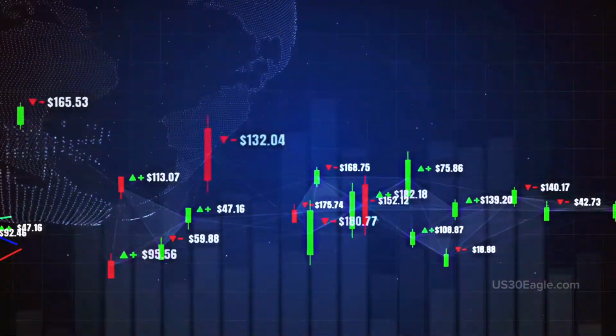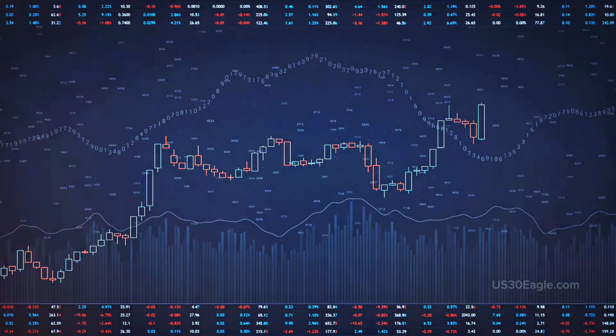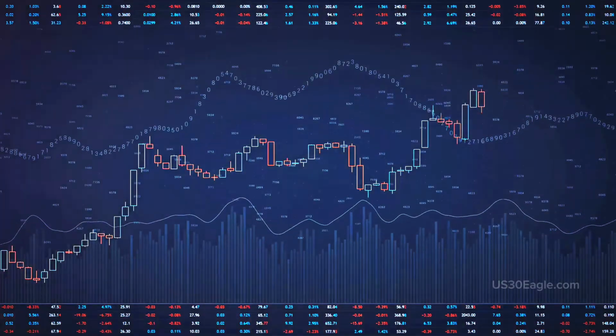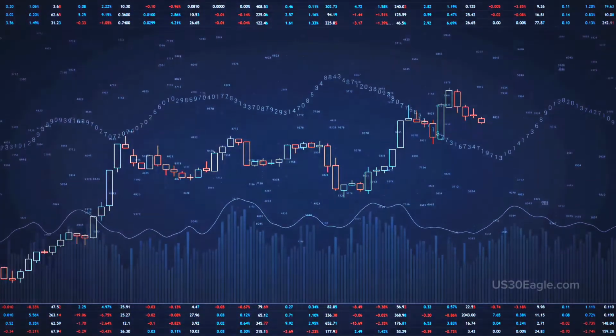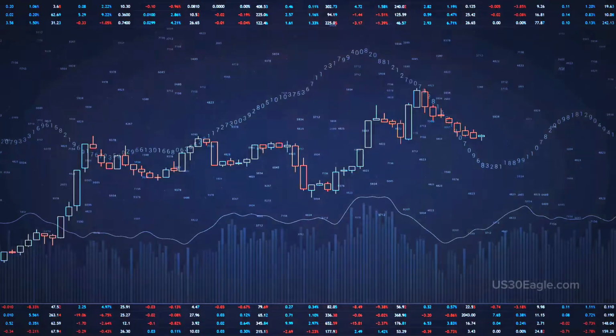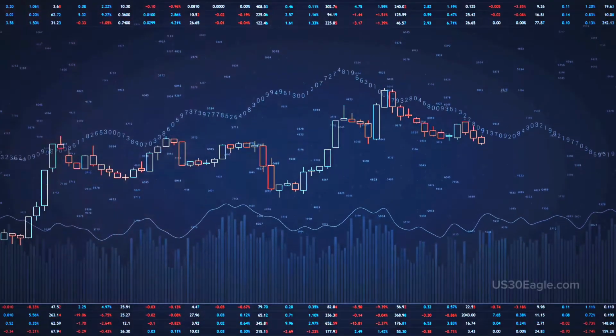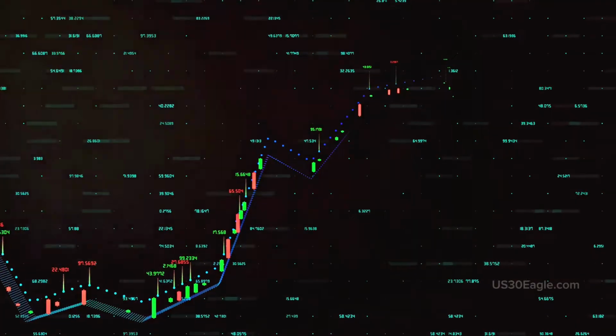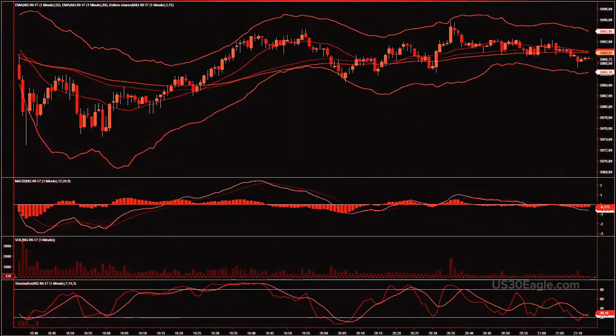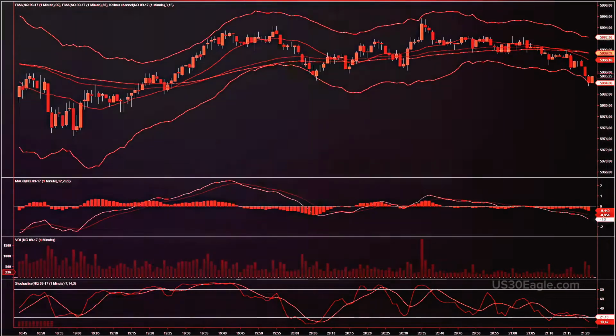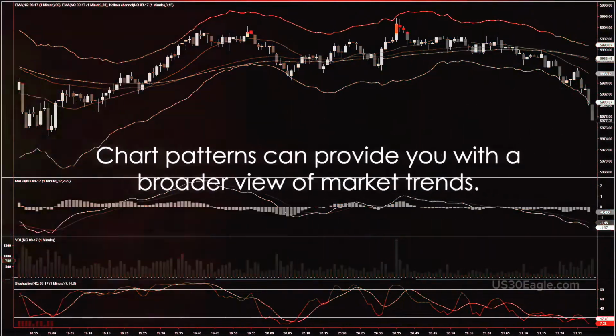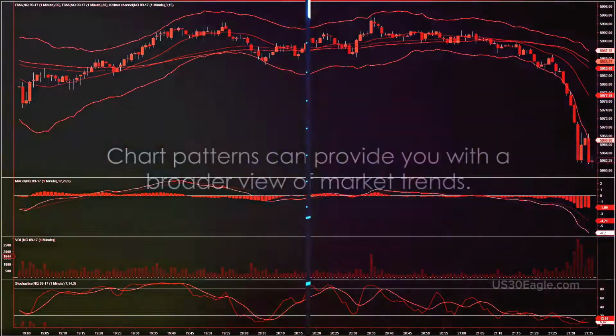However, it's important to remember that chart patterns are not foolproof. They're tools to assist you in your trading decisions, but they can't predict the future with absolute certainty. Always use them in conjunction with other trading fundamentals and tools to increase your chances of success. Chart patterns can provide you with a broader view of market trends.